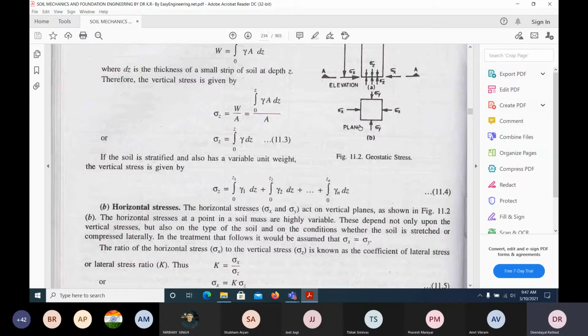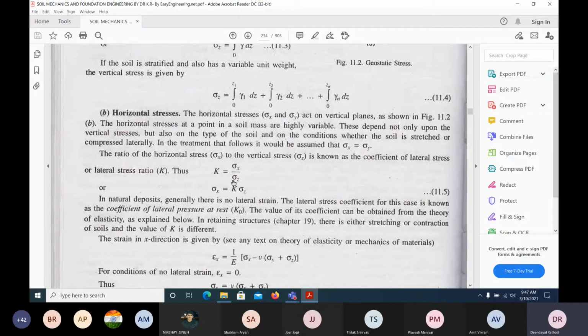Suppose I ask you to find out these horizontal stresses, sigma x or sigma z also. They can be found with multiplication of this particular k. This k value also can be found already. This is called the coefficient of earth pressure at rest. If the soil is at rest, then this k is equal to k naught. Generally we represent it with k naught.